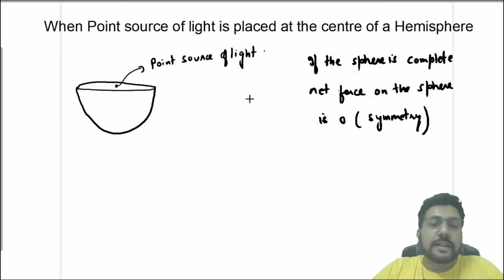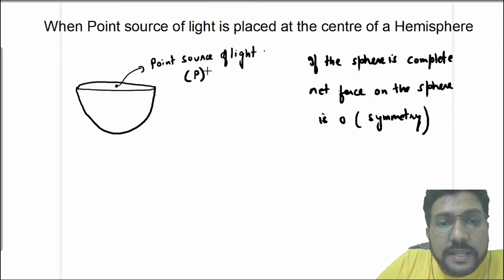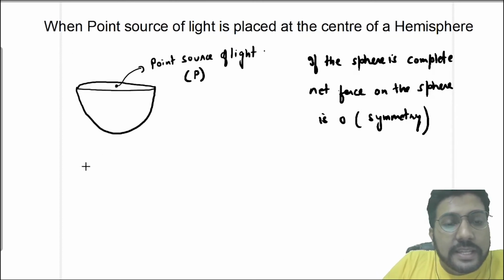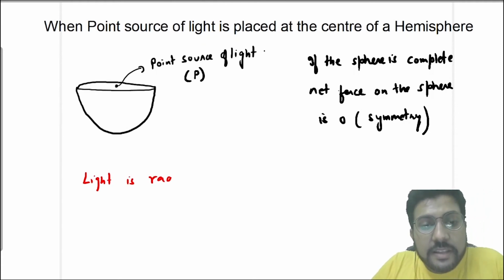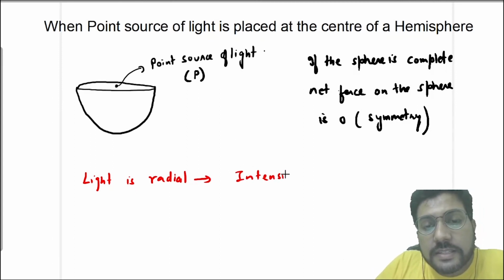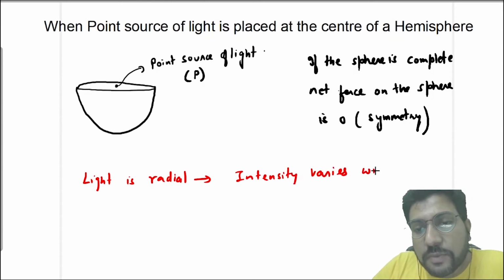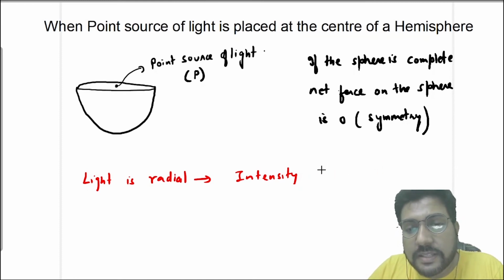Alright, now there is a point source of light whose power suppose is P. Now listen carefully, in this case the light is not parallel. Light is not parallel, in fact light is radial. So if light is radial, in that case what will you say? Intensity varies with position, right? In fact intensity decreases with position. Intensity is inversely proportional to r square.